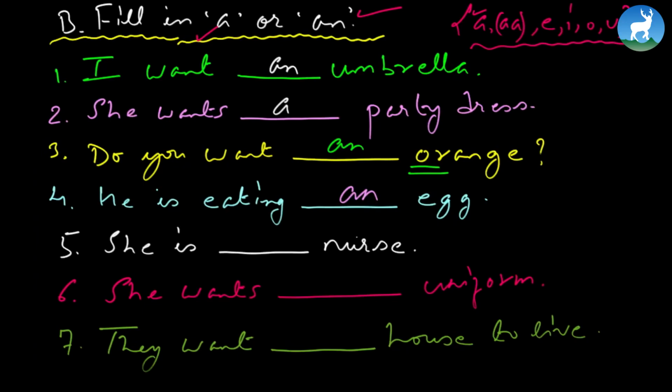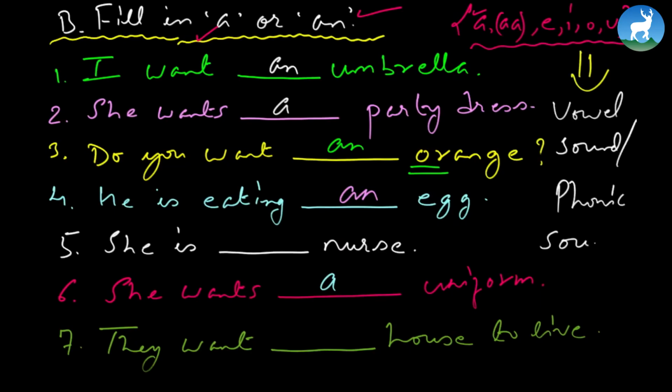Now, like this, you can do the rest. How about number 6? Try number 6. She wants a... again 'yoo', not the vowel U. Alright? She wants a uniform. This is how you fill in the article, keeping in mind the vowel sound. Always keep in mind the sound. Always keep in mind the vowel sound. Also keep in mind the phonic sound. Sound is the key here.